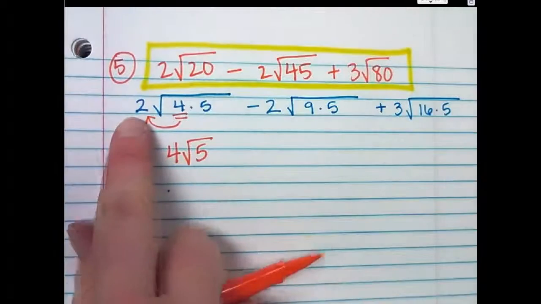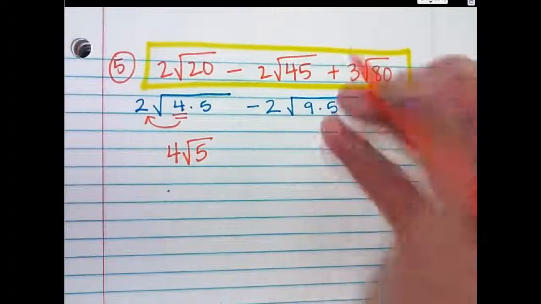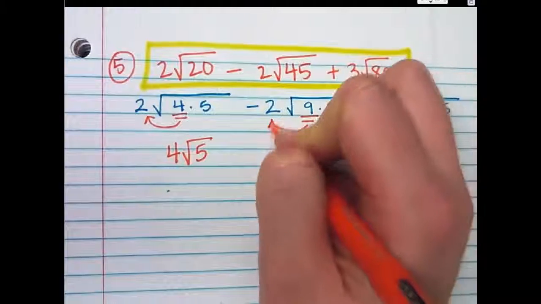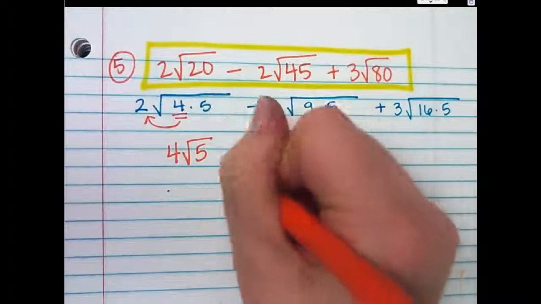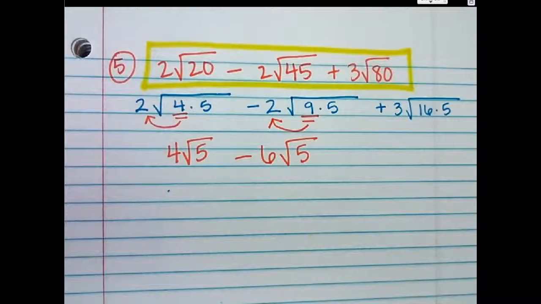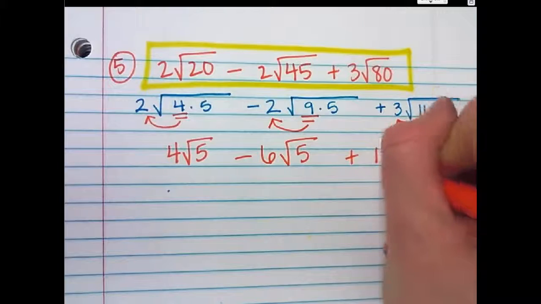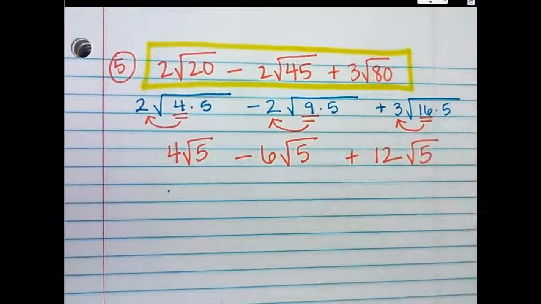And that's really where I see the mistakes. Usually people will get this first one and then they miss the ones that are in the middle. So I bring out this 3 and multiply it. Negative 6 square root 5. And then bring out this 4 plus 12 square root 5.